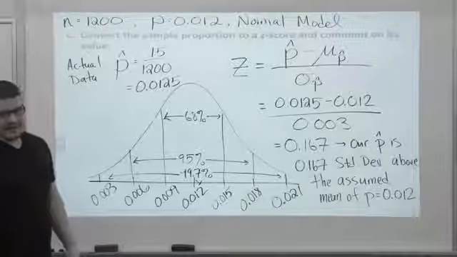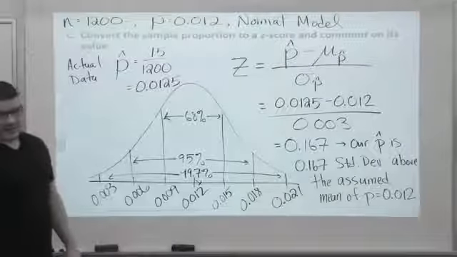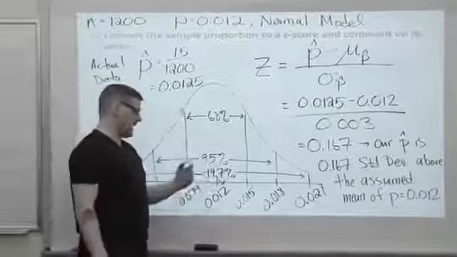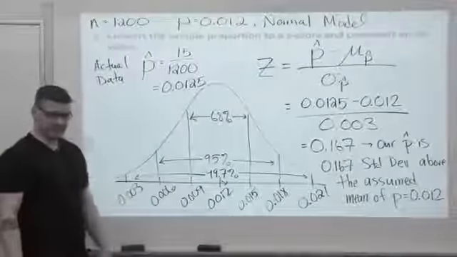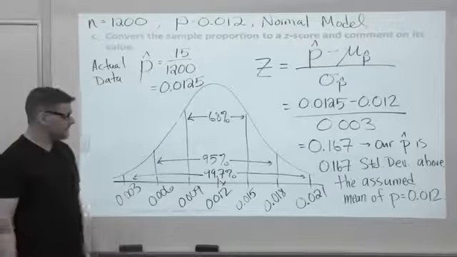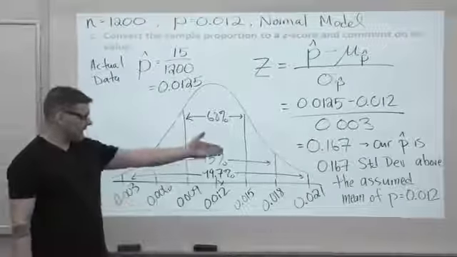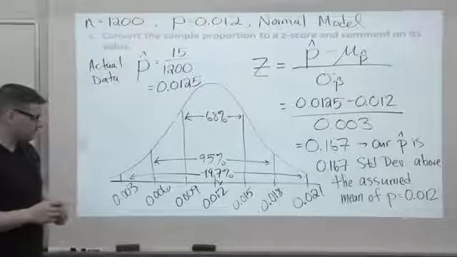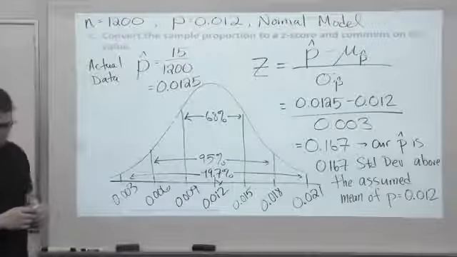Our data is right in line with our assumption. There's nothing to change my mind. You'd be crazy to say, oh, based on this, I know that more people gamble compulsively in Maryland. It's just not there. Okay? So again, our p-hat is 0.167 standard deviations above the assumed mean of 0.012.